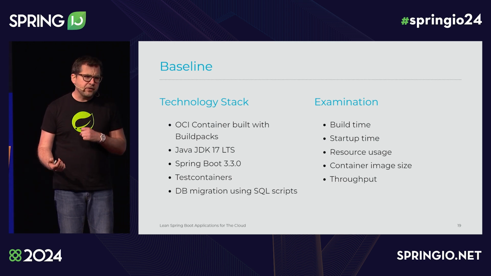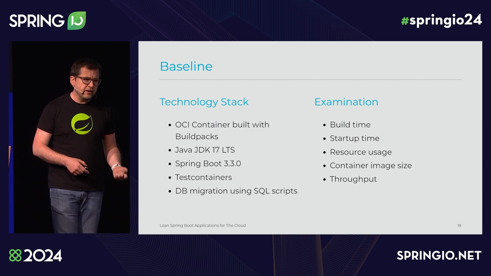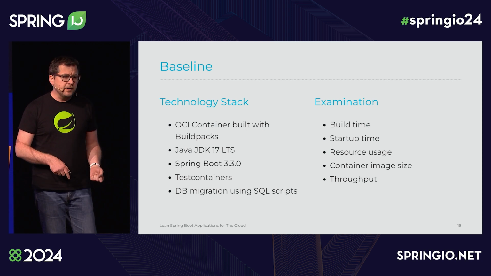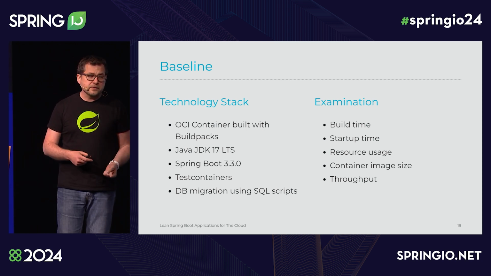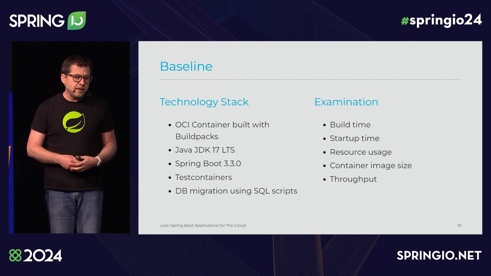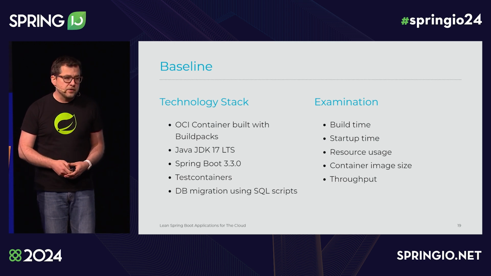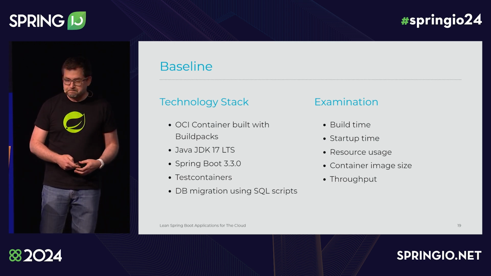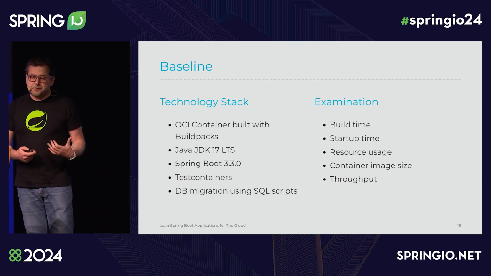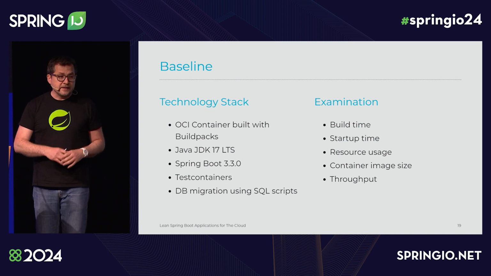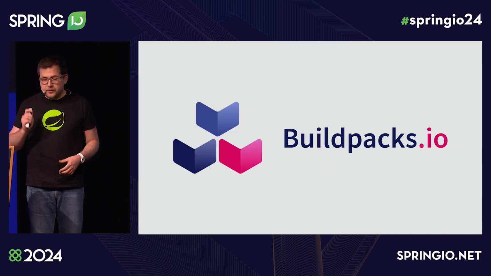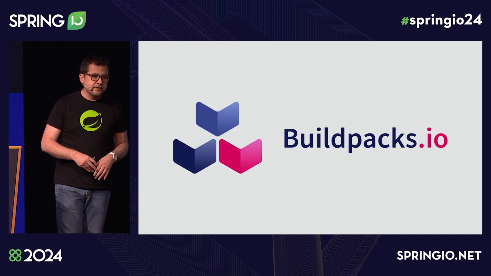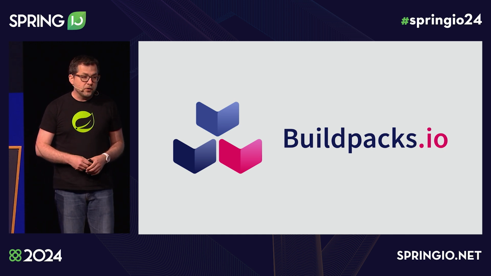We are going to have a look at things like the build time of the application. We look at the startup time. We look at the resource usage, so the RAM usage, because that's something you can easily get out of a container. Then we look at the image size and we look at the throughput of the application. So that's what we are going to see. Now, just a few words because you didn't know buildpacks so well.